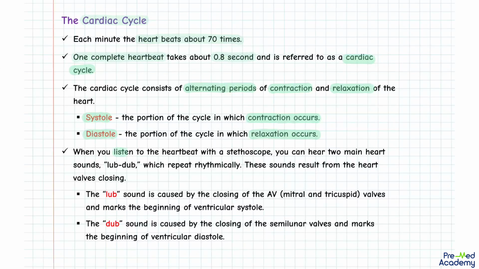When you listen to the heartbeat with a stethoscope, that thing that doctors carry around their neck all the time, you can hear two main heart sounds, lub-dub, which repeat rhythmically. These sounds result from the heart valves closing. Let us listen to them together for a few seconds.